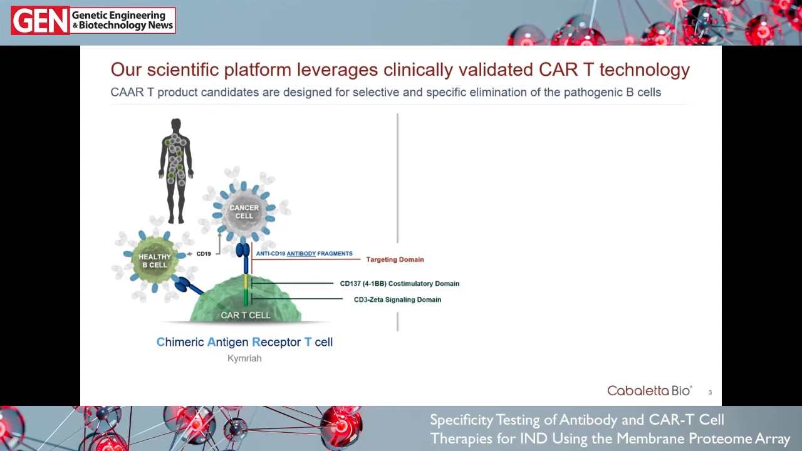Let's start by understanding the technology that Cabaletta is pursuing in order to generate the CAAR. It's sort of a twist to the traditional CAR T product. On the left here, you're looking at a Kymriah CAR, which is clinically approved right now for treating patients with refractory and relapsed follicular lymphoma. So here, a patient's T cells are harvested and armed with a CAR molecule that contains an anti-CD19 scFv as a targeting domain, along with 4-1BB and CD3 signaling domains.